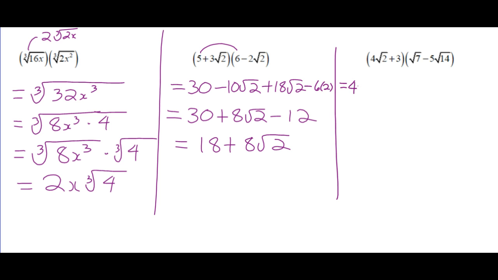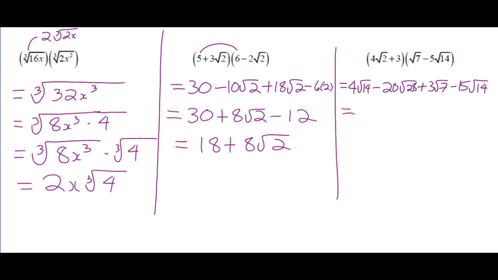Okay, so I got 4 root 14 minus 20 root 28 plus 3 root 7 minus 15 root 14. Is that what you have? Good. I did not make any mistakes, intentional or unintentional, or you made the exact same mistakes. So, got any like terms there? We got the 4 root 14 and minus 15 root 14, okay?